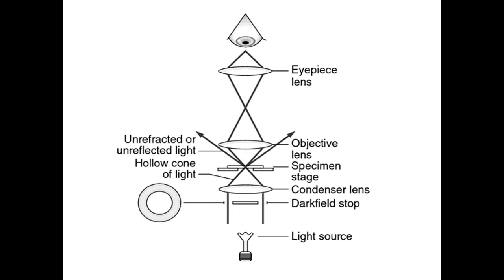You can see the picture. You have a light source at the bottom, a dark field stop, and a condenser lens. The light which is reflected off the specimen directly enters the objective lens, whereas the light which is not reflected or refracted by the specimen goes outside. From the objective lens, the reflected light will enter the eyepiece lens. As a result, the field appears dark, whereas the microorganisms appear very bright.